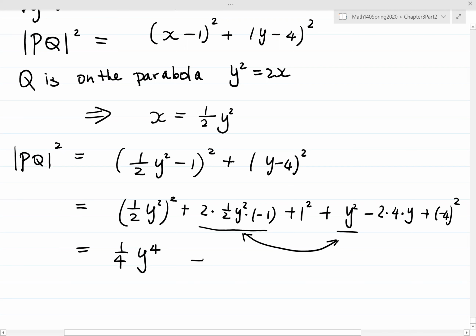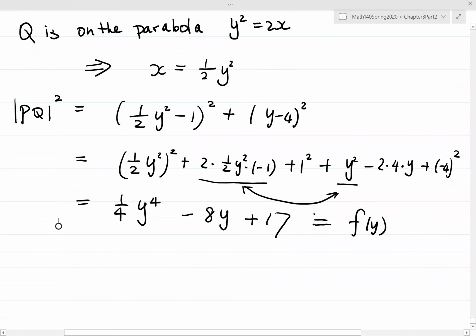Now we get y², you see the y² coefficient is 0 actually. The y² coefficient is −1 plus 1, so the y² coefficient is 0. So this term is gone. And then the term of degree 1, we get −8y. Then the constant term 1 plus 16, so plus 17. Okay, so this is a function of y. So we define this thing to be f(y).